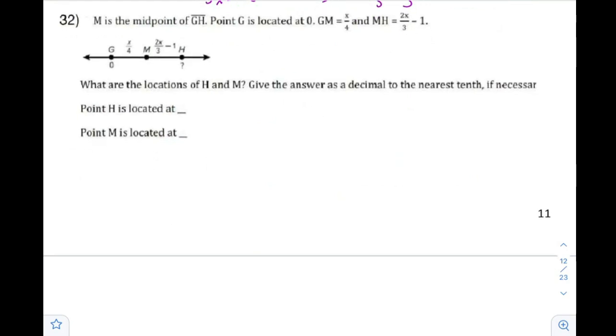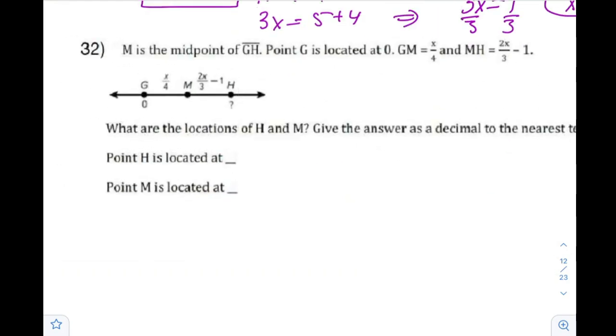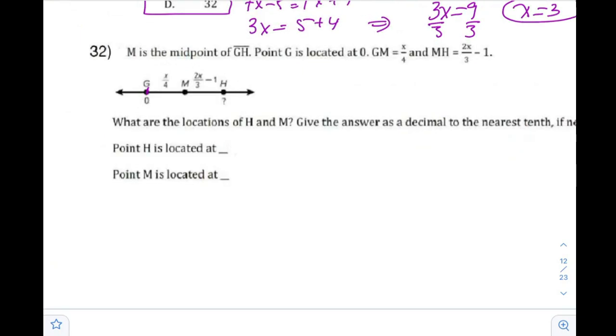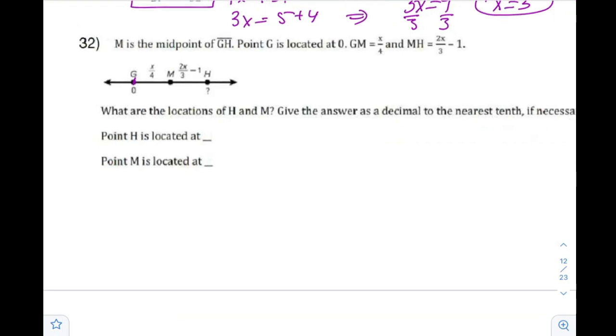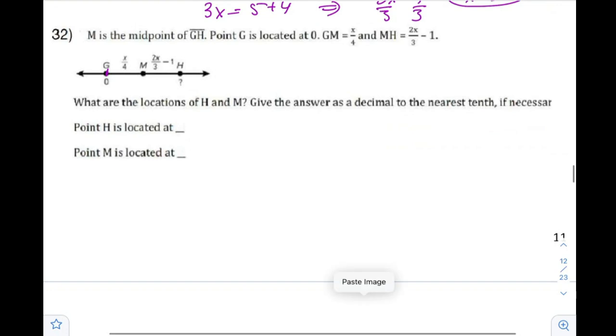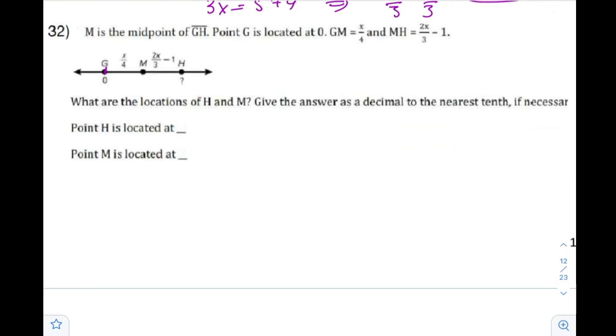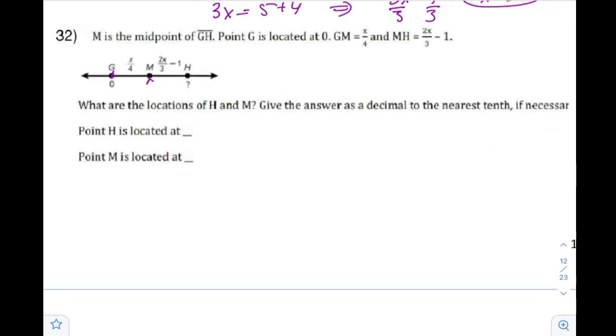M is the midpoint of GH. G is located at 0. GM is x over 4. The sketch is over there, which is good. What are the locations of H and M? Now, point M is the midpoint, which means GM is equal to MH. Yes, fractions, but no worries. So x over 4 is equal to 2x over 3 minus 1.